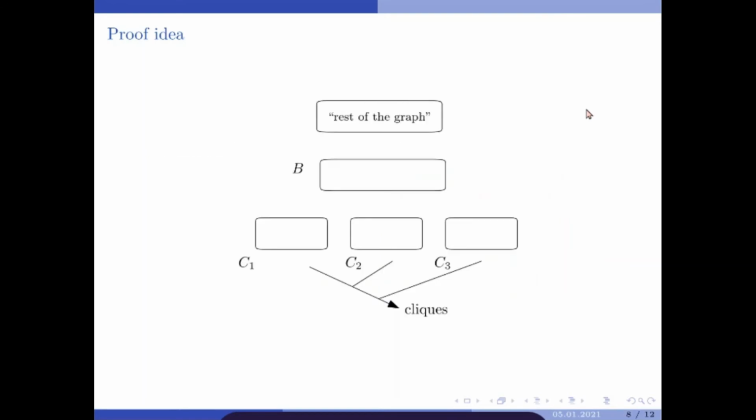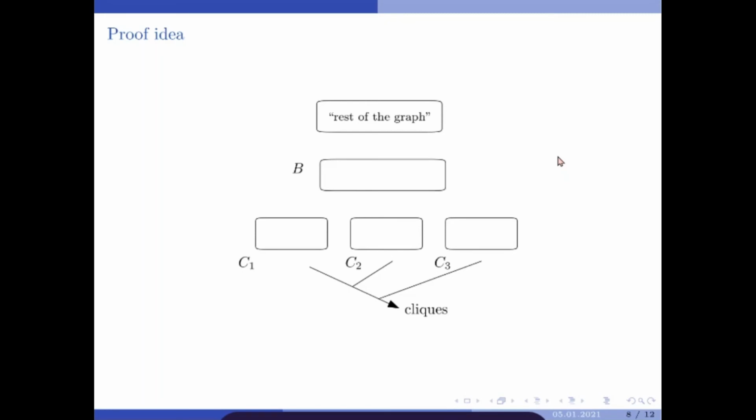I will call this set B, the bag, and the vertices, I will call it a vertex set as well. And we know that this vertex set will separate the graph in two parts. One that is like the rest of the graph. And remember that the children of B have the property that the subgraphs associated with them are cliques. So this set B is separating these cliques from the rest of the graph.